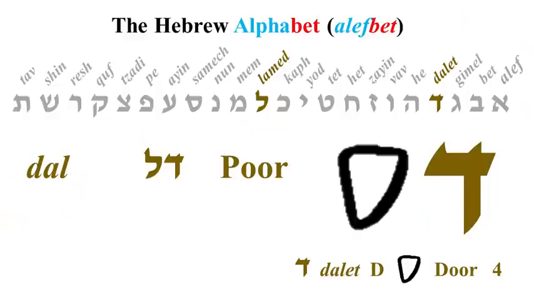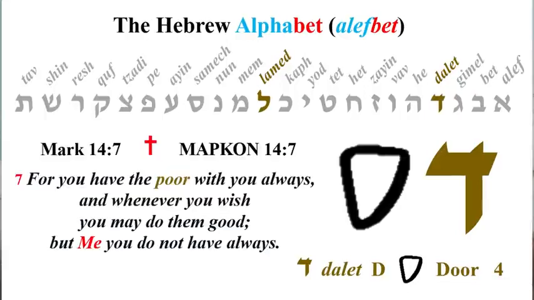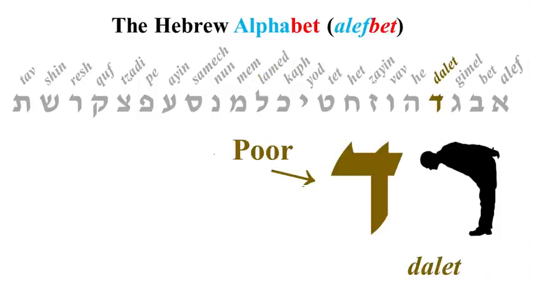Very nice. And while we're on the dalet here, the word dal in Hebrew is poor. Okay, it's a dalet lamed. Mark 14:7 in the Brit Hadashah, New Testament says, for you have the poor with you always. Okay, there's the word poor. All right. And you can see that the dalet looks like a poor man. He's bent over. He has his hands sticking out the back.